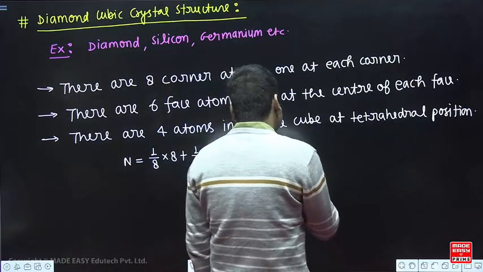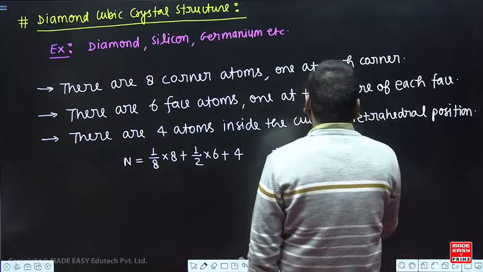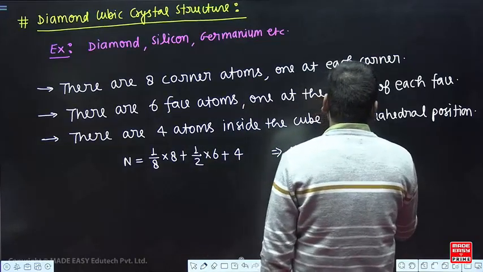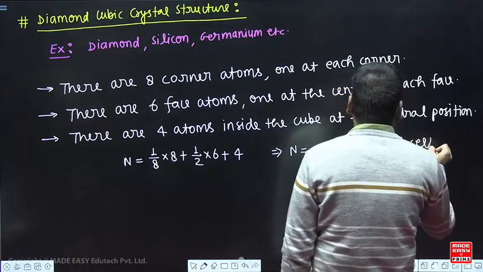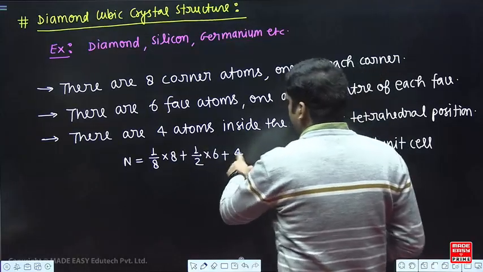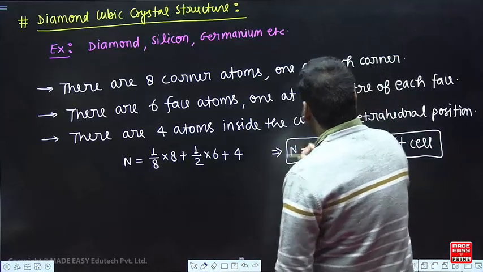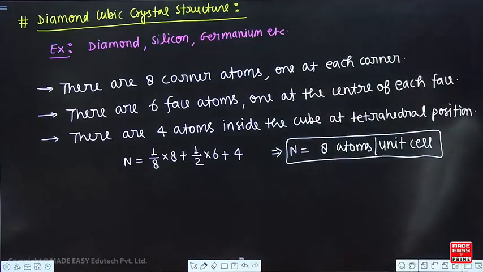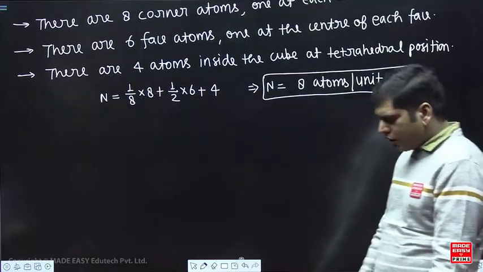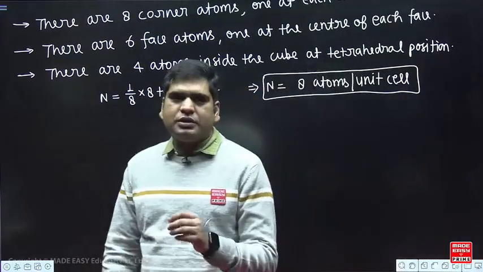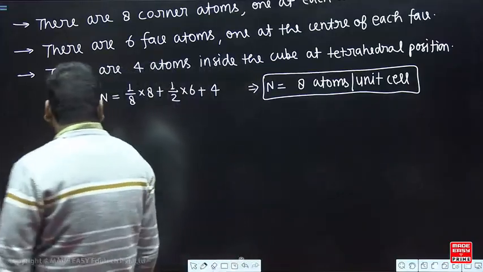So n is equal to how much? 3 plus 1 is 4, plus 4 is 8 atoms per unit cell. This is the effective number of atoms. Although there are 8 plus 6 is 14, plus 4 is 18 atoms making this cell, out of these 18 atoms effectively there are 8 atoms per unit cell, because corner atoms are in 8 identical cells, face atoms are in 6 identical cells, like that.